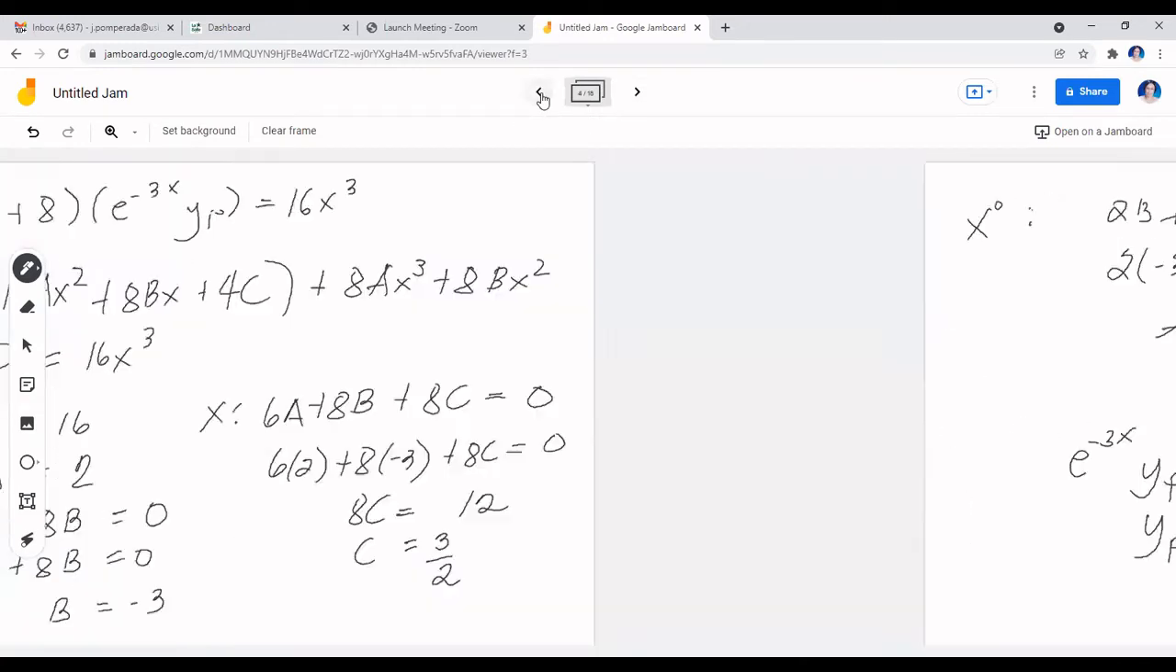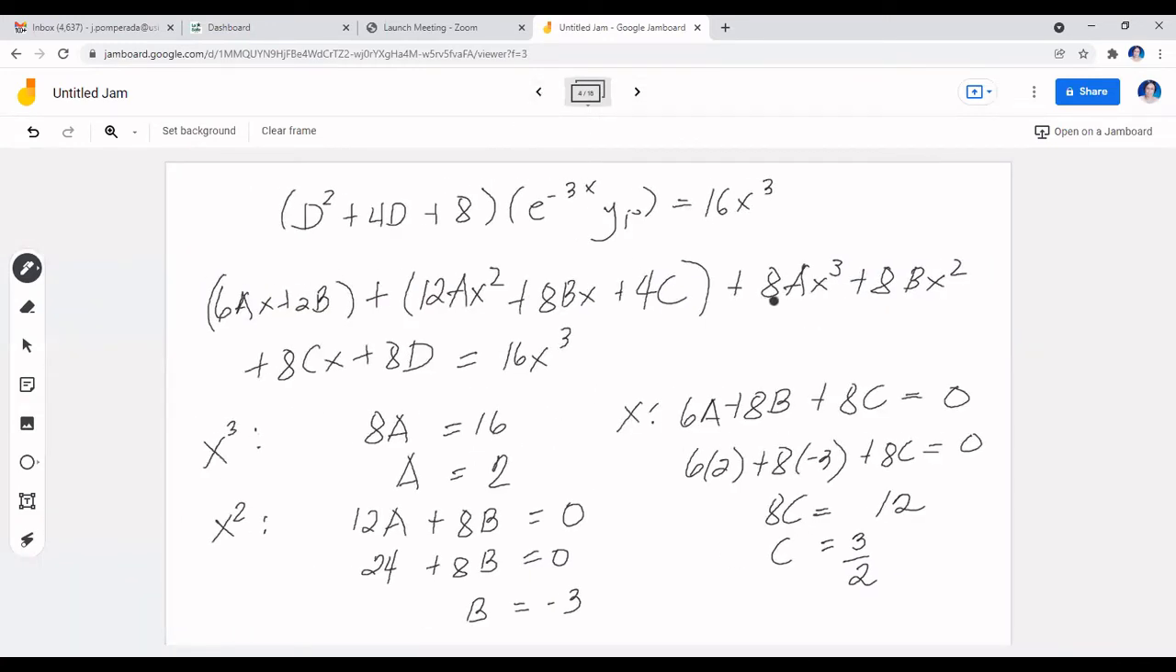So if you equate coefficients for x cubed, you have 8a, and in here you have 16. You can solve right away for a, which is equal to 2. If you equate coefficients for x squared, you have 12a here and another 8b here. We don't have any on the right side, so it's 0. Now we can substitute the a that we have learned into the first equating of coefficients. That way we can solve for b.